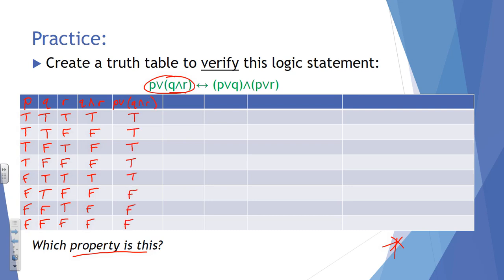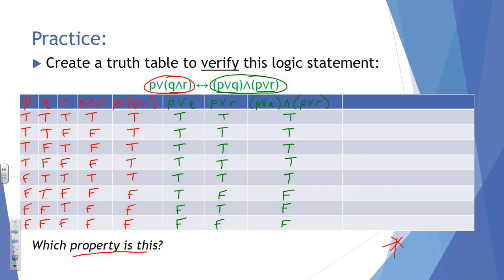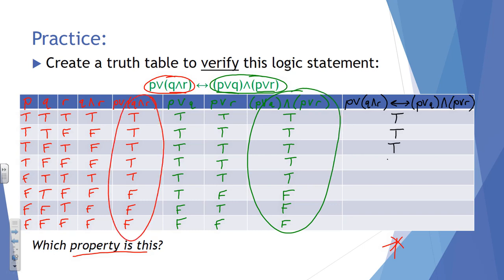Now let's build the right side of this biconditional. We'll need a P or Q column and a P or R column. And now we can make a column for the entire right side of the biconditional. And that allows us to verify the entire property. We're checking the biconditional statement of this column against this column, and every row matches, which proves this is a tautology and verifies our identity.